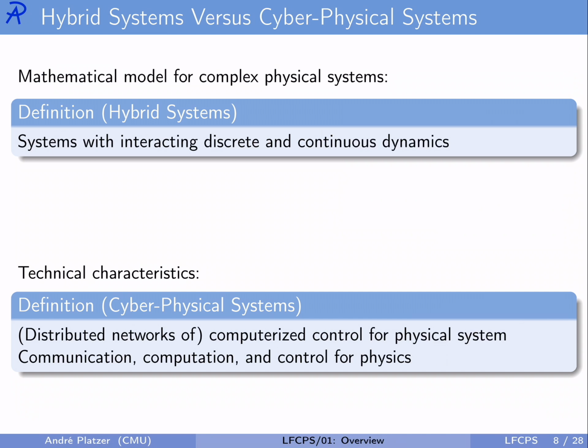Having said that, because the hybrid systems mathematical model and the cyberphysical systems technical model fit so well to one another, I will simply, for the first two parts of this course, identify the two notions. Whenever I say CPS, you can, until then, hear hybrid system, and whenever I say hybrid system, you can, until then, hear cyberphysical system. Only in the third part of this course will we begin to tear the two notions apart again.